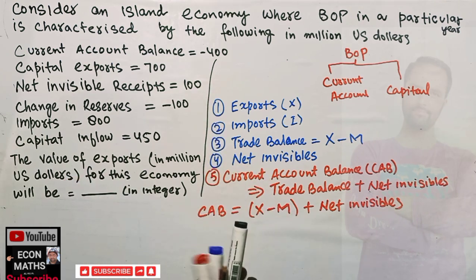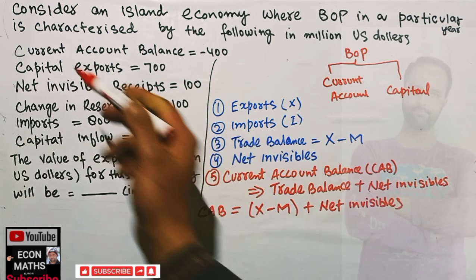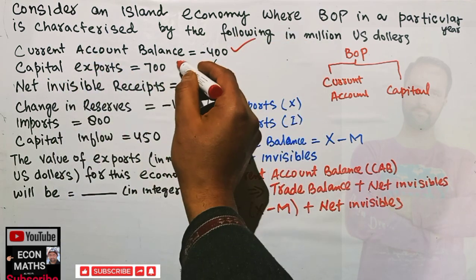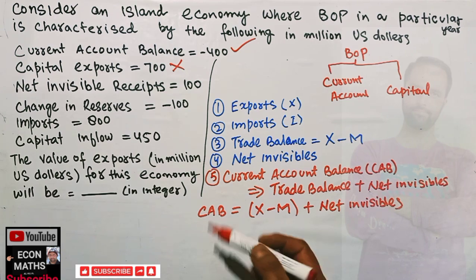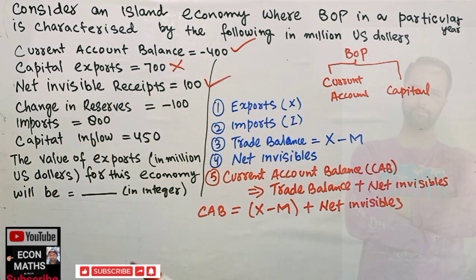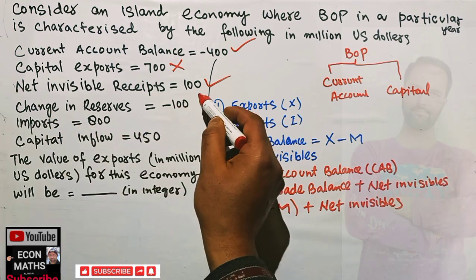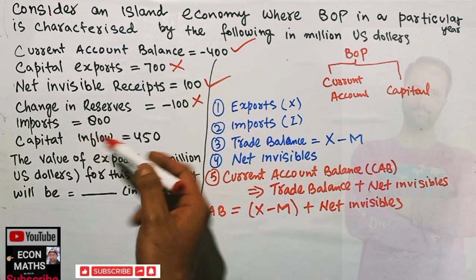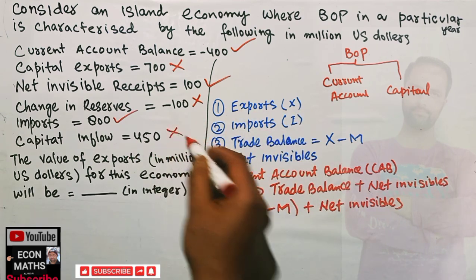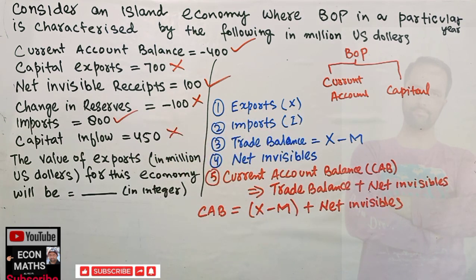How? What are our choice variables here? Current account balance, we need this. Capital exports comes in the capital account. Net invisibles, I will require this value. Change in reserves, this is not our concern here. Imports, yes. Capital inflow is in the capital account, so this is not our choice variable.